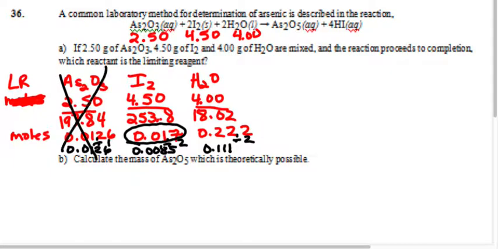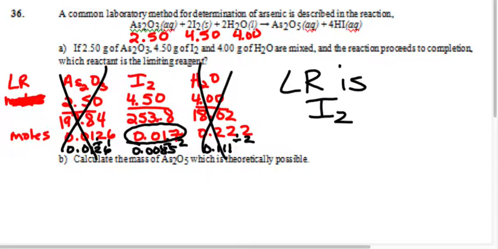These two then are in excess. So that's the answer. The limiting reagent or reactant is iodine. Okay? Calculate the mass of As2O5 which is theoretically possible. So now what am I going to do?